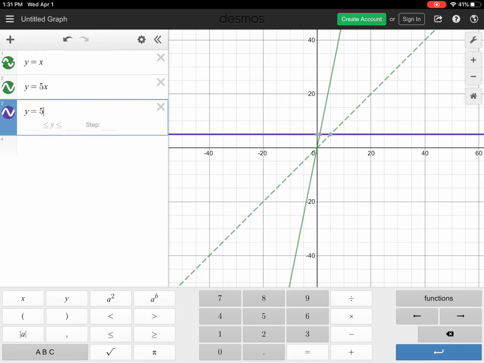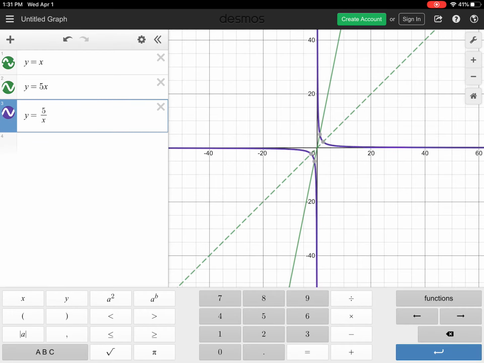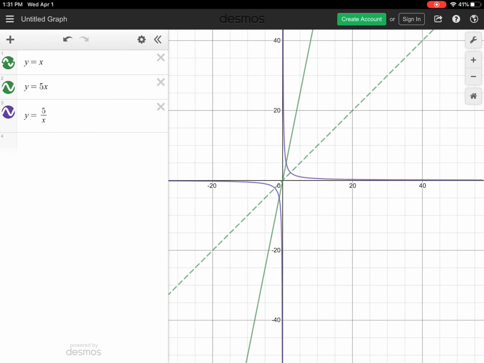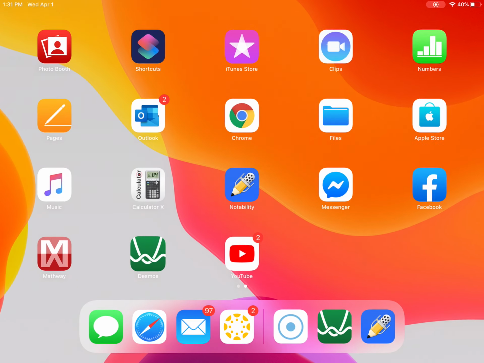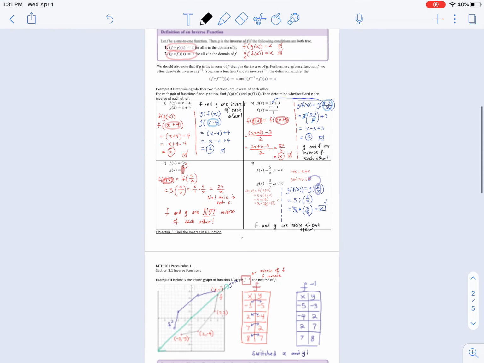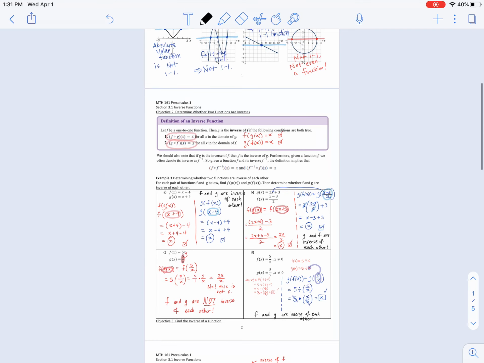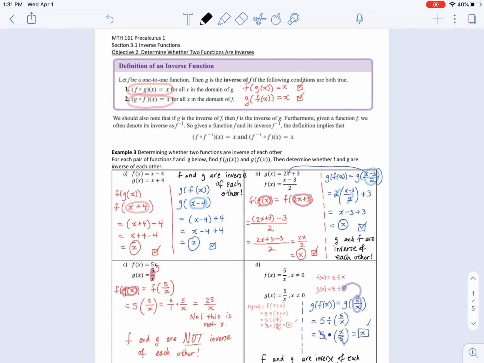The first one was y equals 5x. And then the other one was y equals 5 divided by x. Now, notice they're not symmetric. The purple one and the green one, let me change this to red. The purple one and then the red one, they're not symmetric with respect to the line y equals x. So graphically, you can see that they're not inverses of each other, okay?